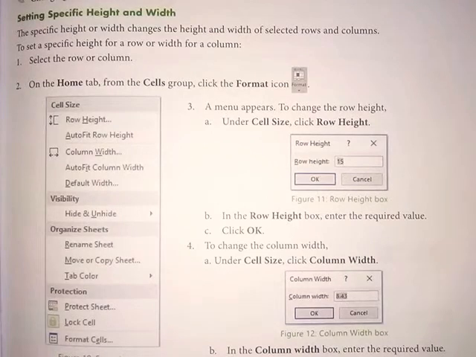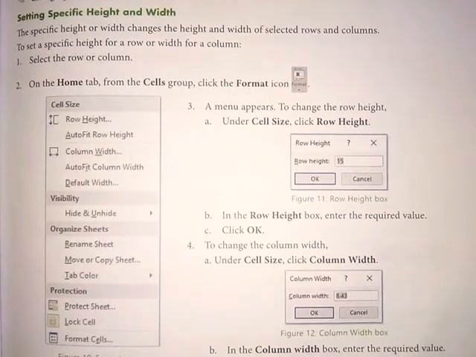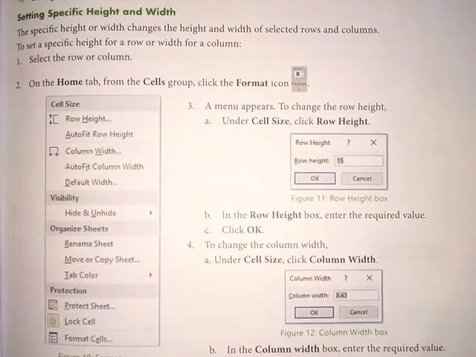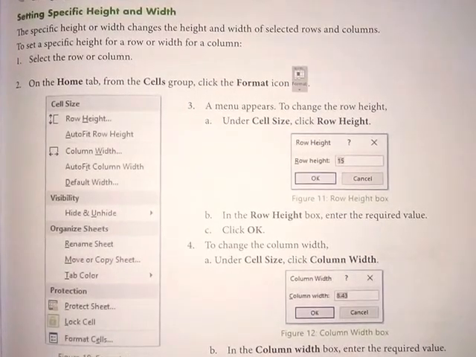To change the row height, A. Under Cell Size, click Row Height. B. In the Row Height box, enter the required value. Click OK. Fourth, to change the column width, under Cell Size, click Column Width. In the Column Width box, enter the required value. Click OK.